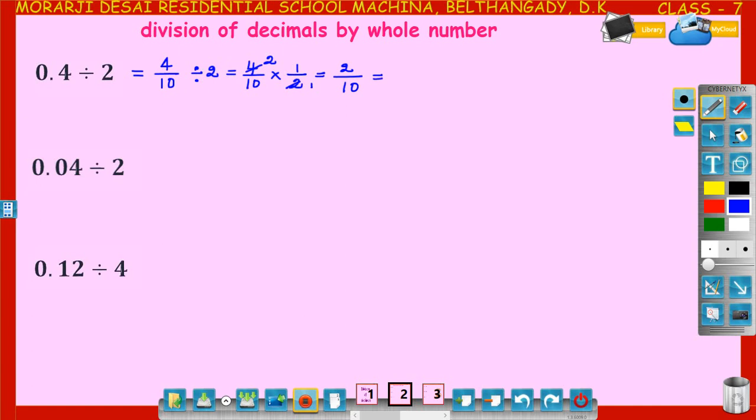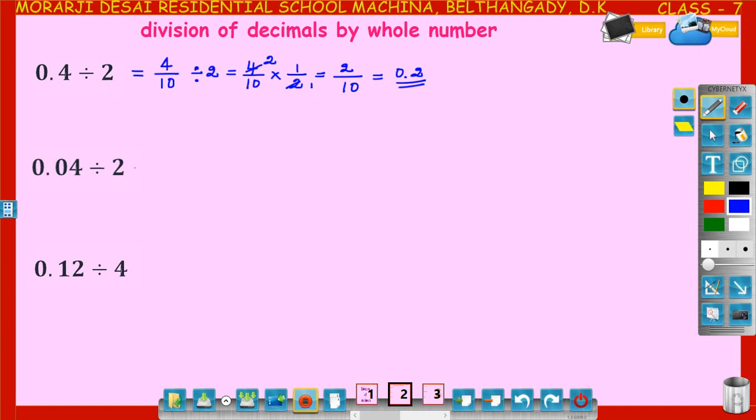Write this as a decimal. 2 by 10 can be written as a decimal like this. There is 1 zero in the denominator, so after the decimal point 1 digit should come, so 0.2. 0.4 by 2 is equal to 0.2.